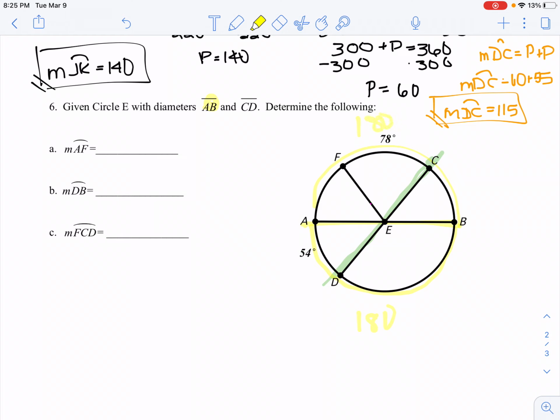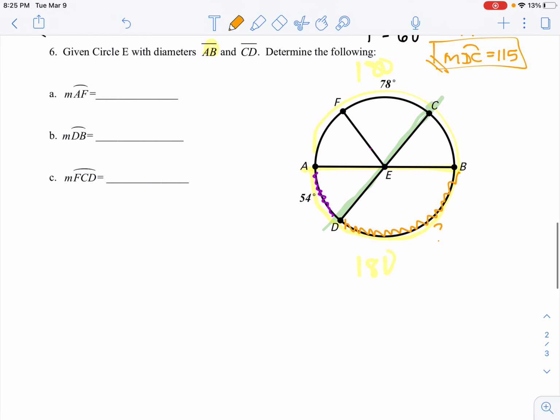When I look down here at arc ADB, that's my semicircle. I see that semicircle is made up of 2 parts. So this missing part here of DB, and then this known part here of 54. So if I want to find the measure of that arc DB, I can just take my part plus my part. My 2 parts equals my whole. I know one part is 54. I'm looking for my other part. Subtracting by 54 on both sides. And the missing part is 126.